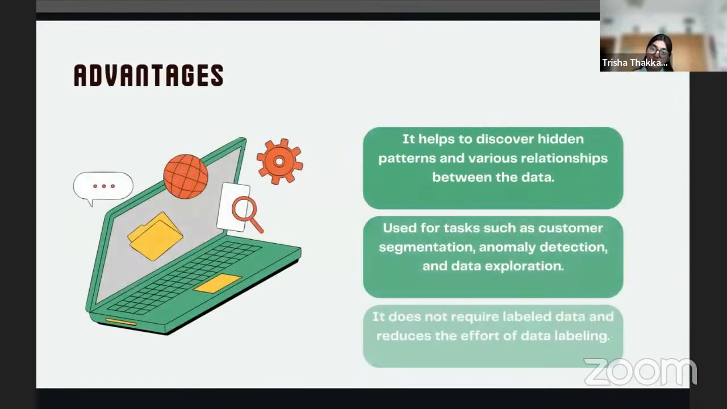The advantages of this would be it helps to discover hidden patterns and various relationships between the data. It's used for tasks such as customer segmentation, anomaly detection, and data exploration. It does not require labeled data, and so this reduces the effort of data labeling.